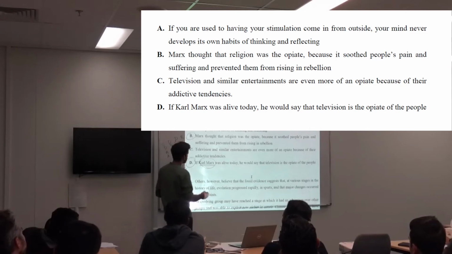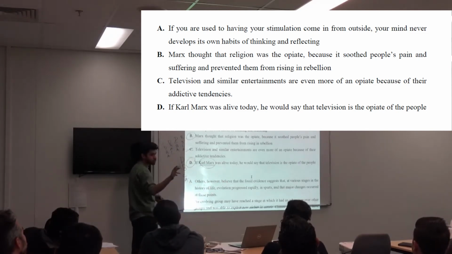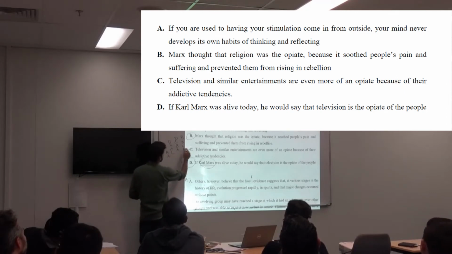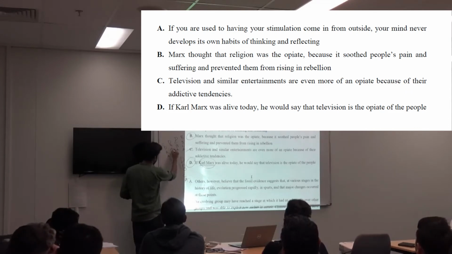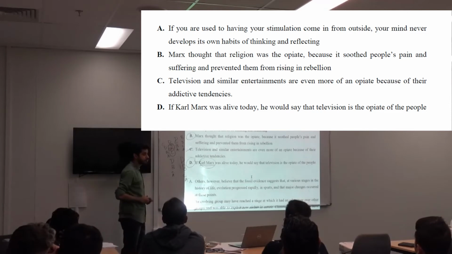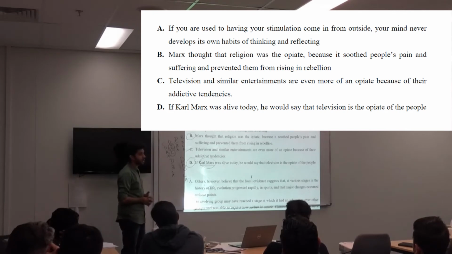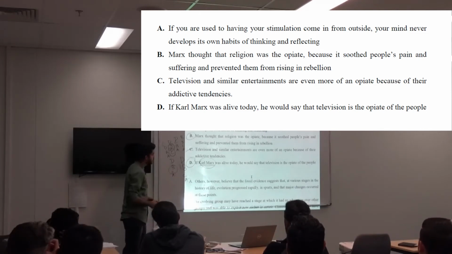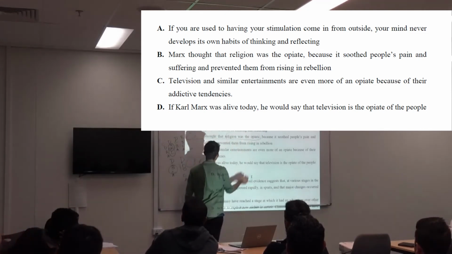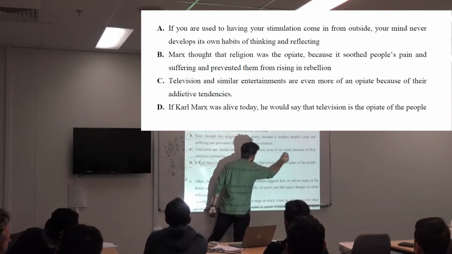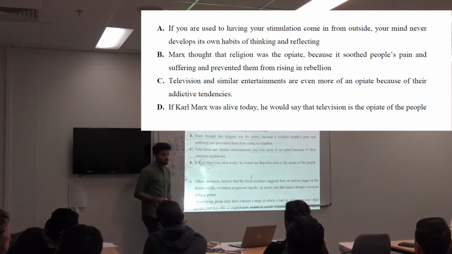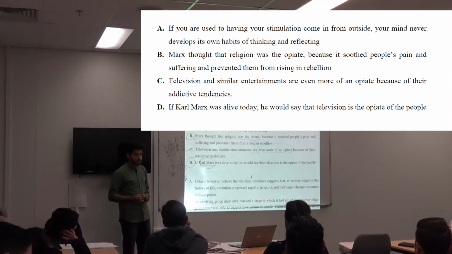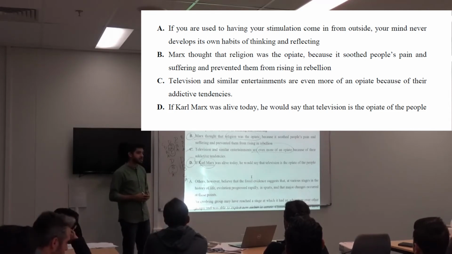And then again, look, I told you guys to verify the middle pair. So my answer is DB, CA. If your answer was DB, AC, verify the middle pair, BA. B says Marx thought that religion was the opiate if you are used to having a stimulation come from outside. Let's say I'm not sure whether it has the logic or not. Now check my middle pair, BC. Marx thought that religion was the opiate. Television and similar entertainments are... Now, is it more logical than the other one? More logical. So my answer is correct.